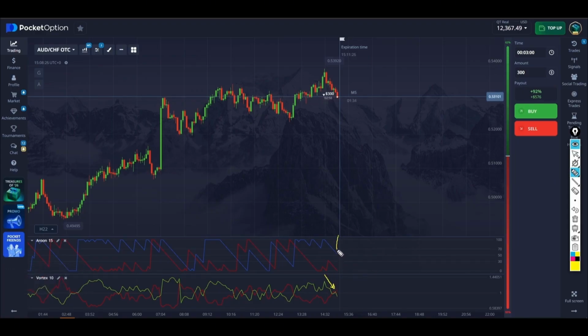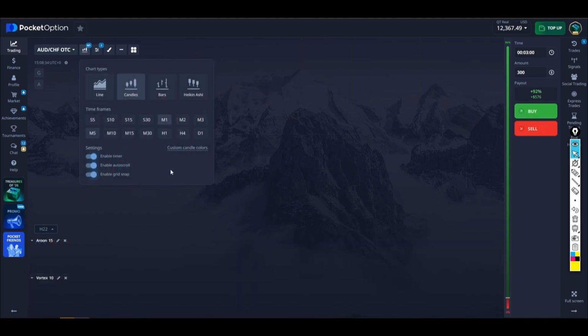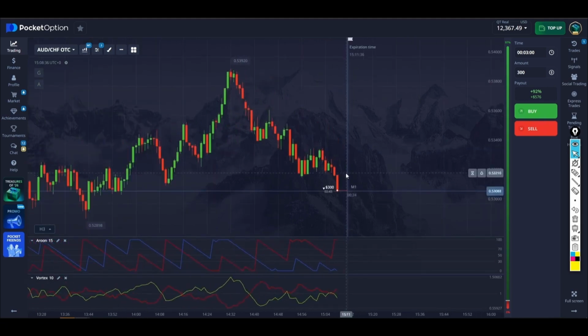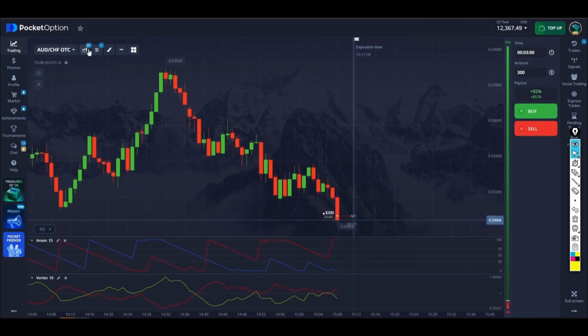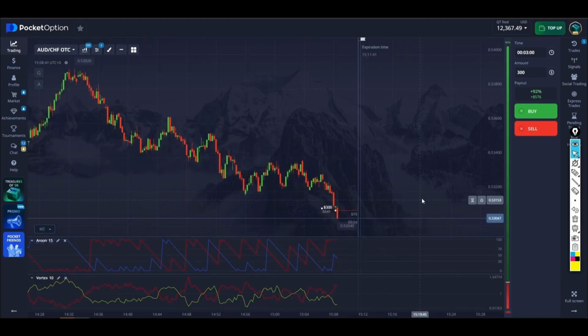I'm seeing a Vortex sell signal along with a clear drop in buyer dominance on the higher M5 time frame. On the same lower time frame, we already have seller dominance, which is exactly what we want. I'll be trading the setup with a 3-minute expiration. Let's see how this one plays out.